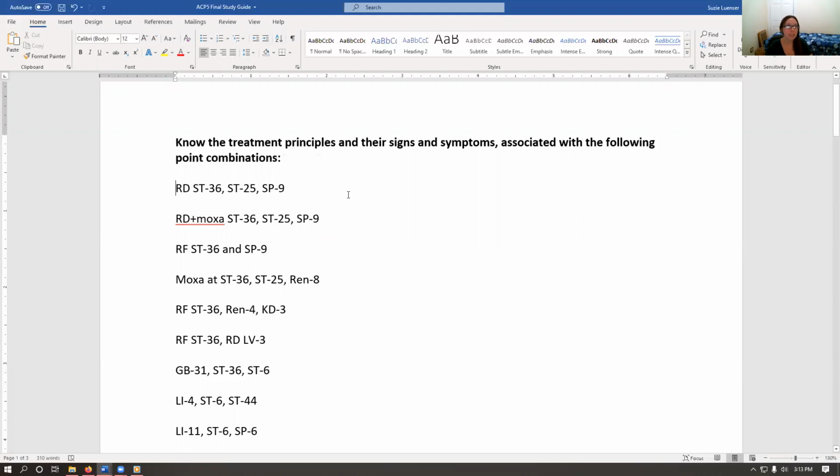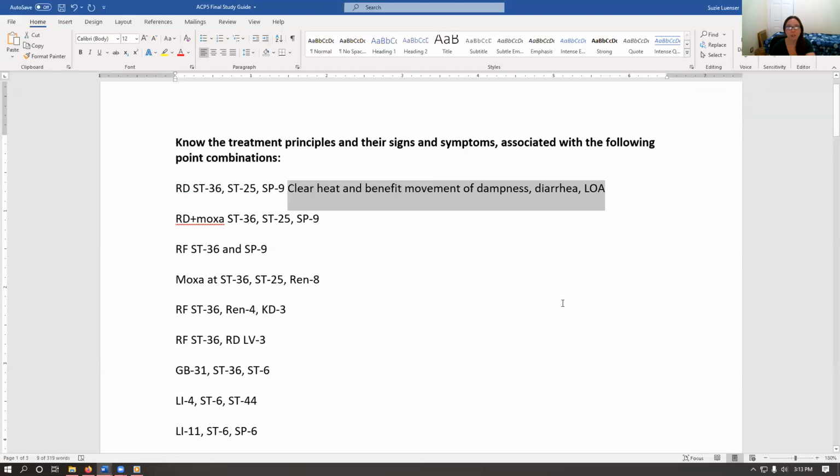So just a heads up on that. So let's do the first one here as an example. So reduce stomach 36, stomach 25, and spleen 9. That would be to clear heat and benefit movement of dampness. So that would be the treatment principle. And then you could do signs and symptoms. I'm not going to go into a bunch of them, but you could say like diarrhea, loss of appetite, things like that. So just a few signs and symptoms.